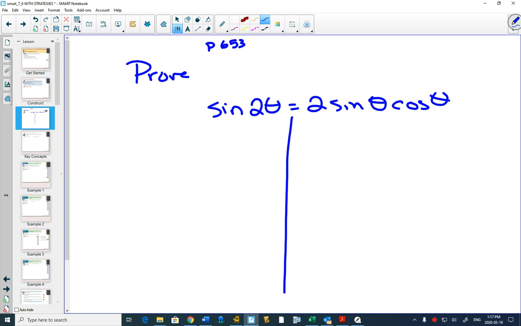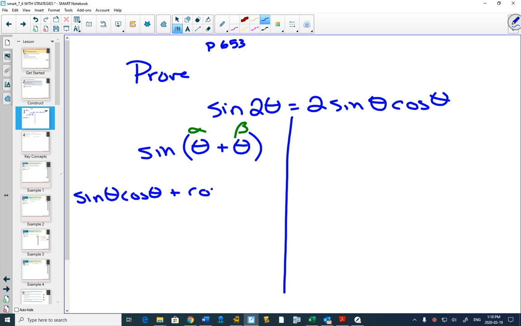So in this proof, that's going to be important. We have a 2 theta here. How could I write that? Instead of writing 2 theta, I could write theta plus theta. And then this matches up with the formulas we had from yesterday. If theta is my alpha and theta is also my beta, then I could take this and write this as sine theta cos theta plus cos theta sine theta.